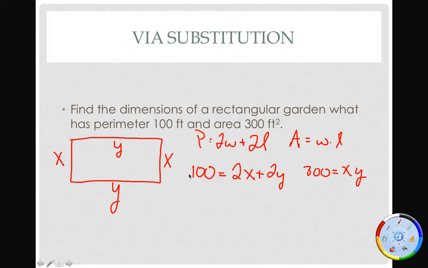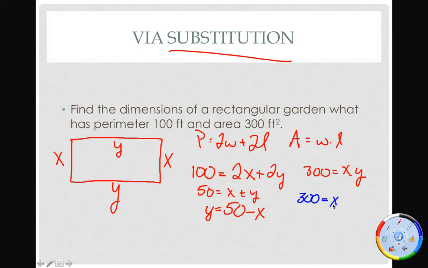Now, I kind of like to simplify this particular perimeter equation. If I divide everything by 2, I can say it's actually 50 equals x plus y. And since we're solving with substitution, this one doesn't actually work with elimination. You have to use substitution. I would get y by itself, or x by itself, doesn't matter, but in this case, 50 minus x. I'm then going to substitute that in. I'm going to say 300 equals x times 50 minus x.